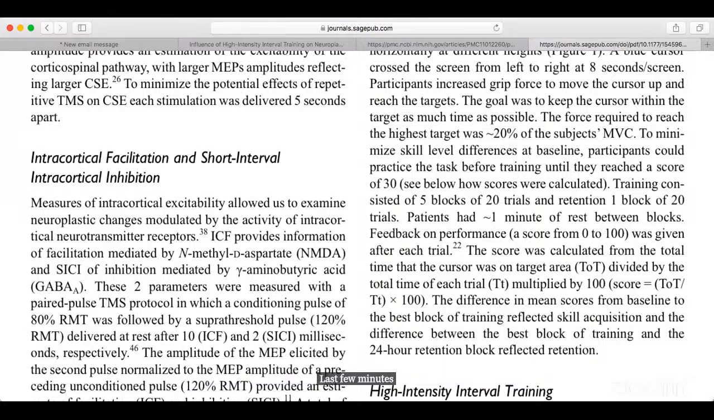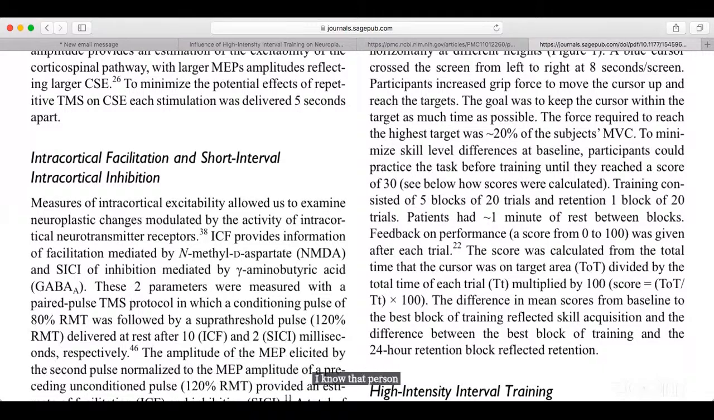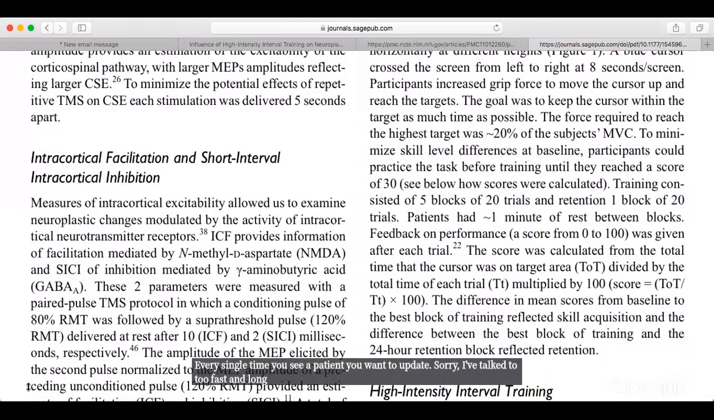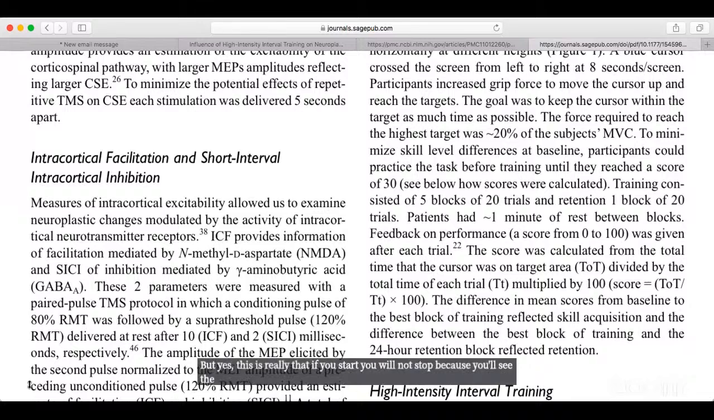The person that will see a patient and say, pay me 100,000 per session, I know that person. He's a physiotherapist. And this is what he does. Every single time he sees a patient, he wants to update. Sorry, I've talked too fast and long, beginning to cough. But yes, this is something really that if you start, you will not stop because you'll see the magic in it.